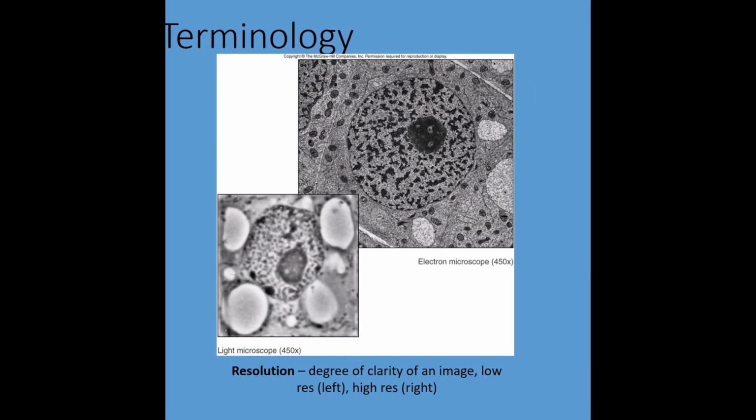The next concept is resolution, and that's the degree of clarity of an object. Notice how the use of a light microscope versus an electron microscope, which I'll talk more about next, differs in clarity, even though the same object is viewed under the same magnification.